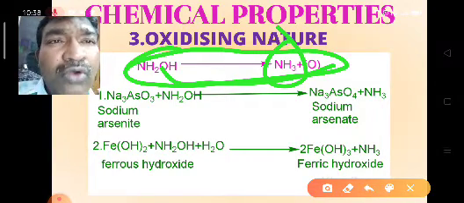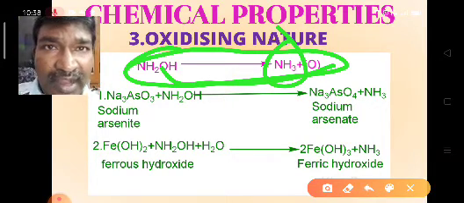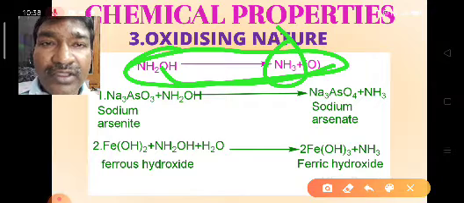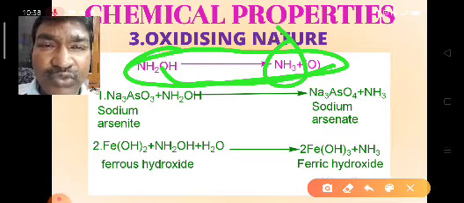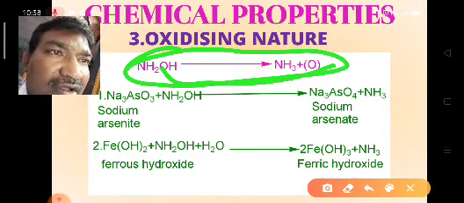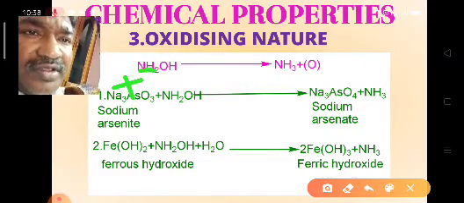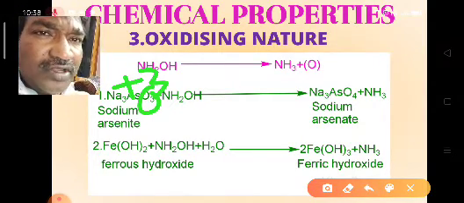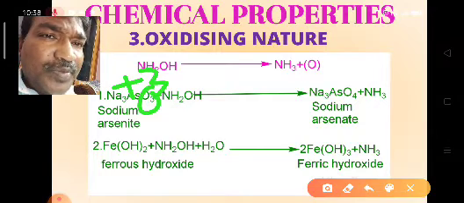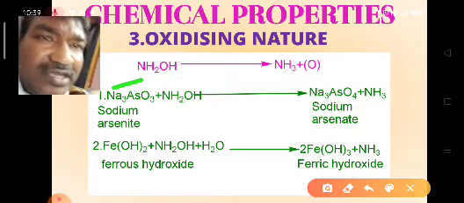So now we look on to the reactions in which hydroxylamine acts as the oxidizing agent. Firstly, it oxidizes sodium arsenide, Na3AsO3. In sodium arsenide, the oxidation state of arsenic is +3. Here oxygen has -2, 3 into -2 is -6, and sodium has +1, so +1 into 3 is +3. So definitely here arsenic will get the +3 oxidation state.